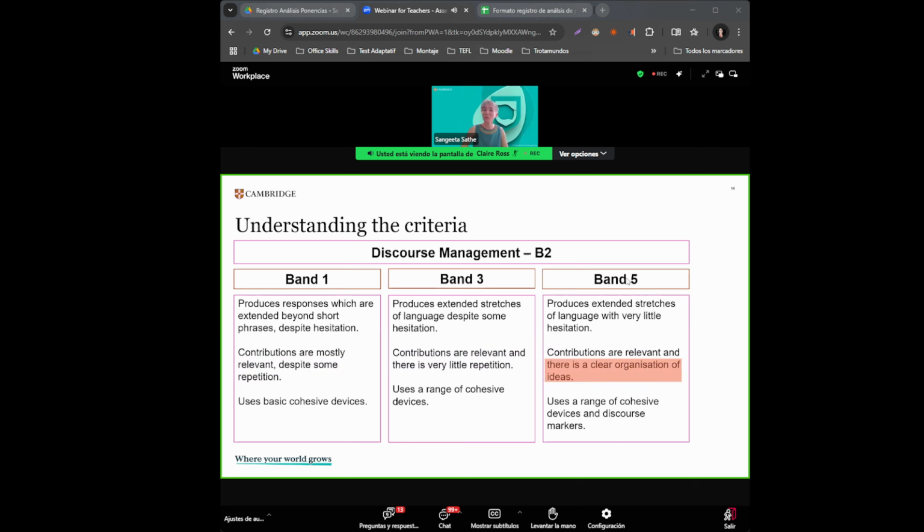Now, a clear organisation of ideas. This means that the candidate is able to organise what they say into a logical sequence, into a logical order that makes it easy to understand. For example, in part 2, that might mean they talk about similarities between the pictures together and then some of the differences, rather than jumping about and just talking about whatever comes into their head first.